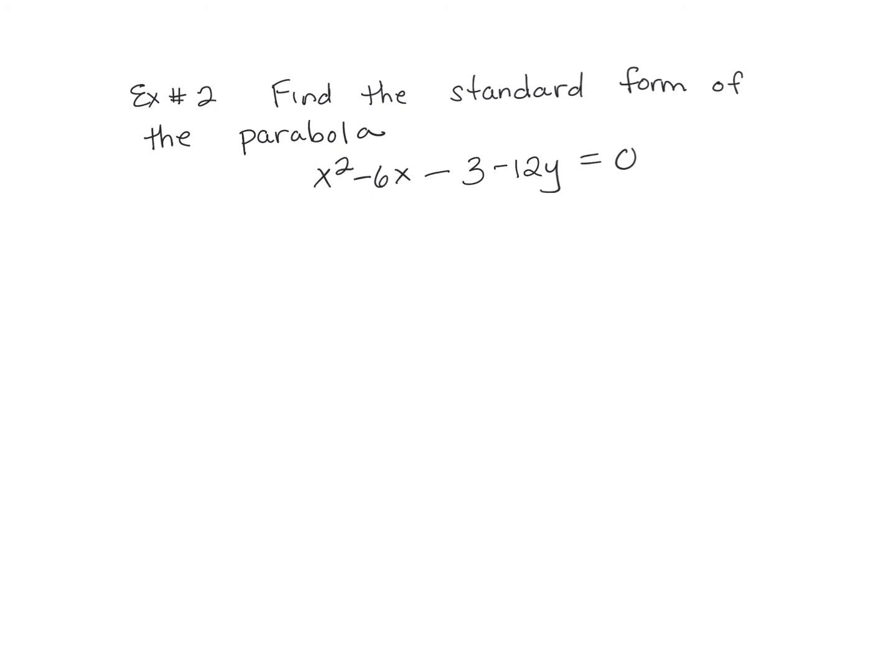For our next example, we want to find the standard form of the parabola x squared minus 6x minus 3 minus 12y equals 0. So the first thing we're going to do is write down what our standard form is, which is x minus h squared equals 4p times y minus k. This will be a parabola. Notice the x is squared. So depending on if p is positive or negative, it will open up or down respectively.